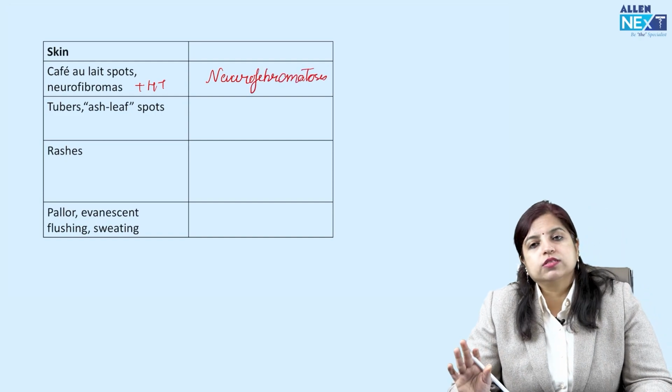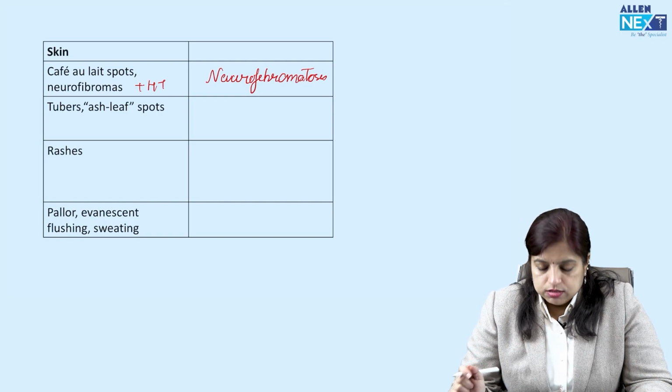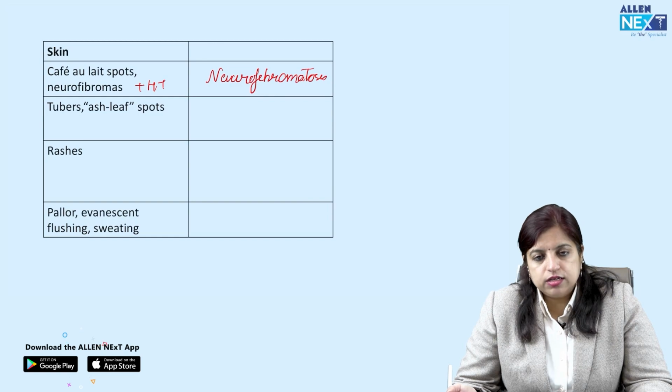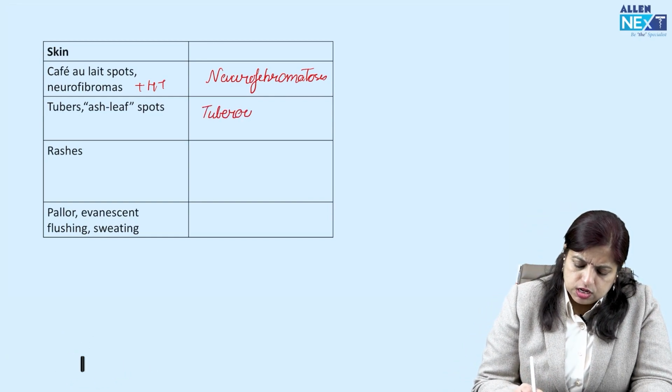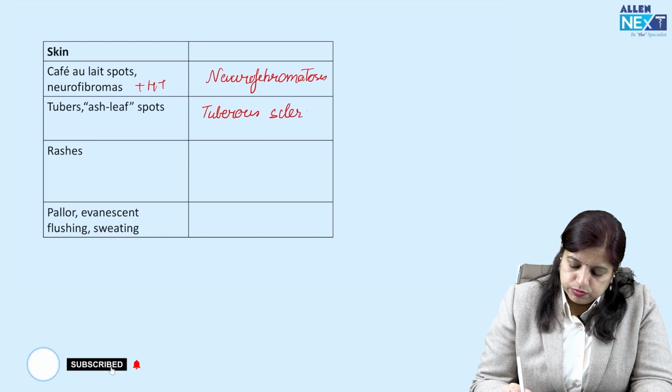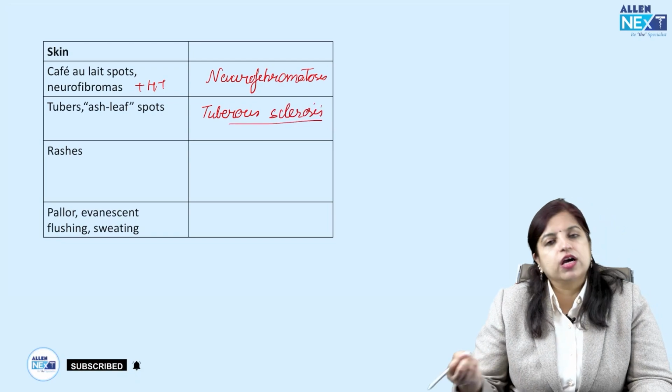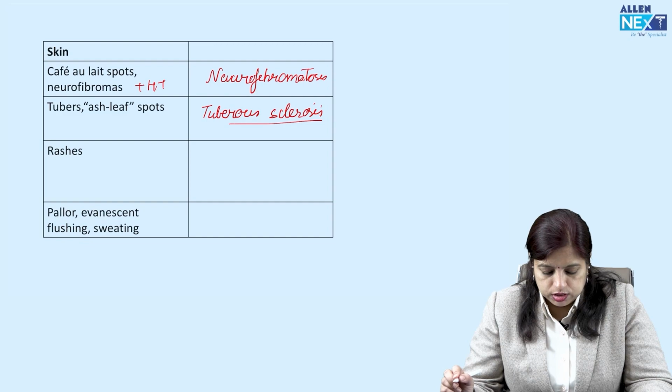We are going to read up on this in detail in our CNS section. Tubers, ash leaf macules, right? So this is tuberous sclerosis for you. Numerous features you will get, but I don't want to burden you with findings right now. We are going to read up on all these in neurocutaneous syndromes.